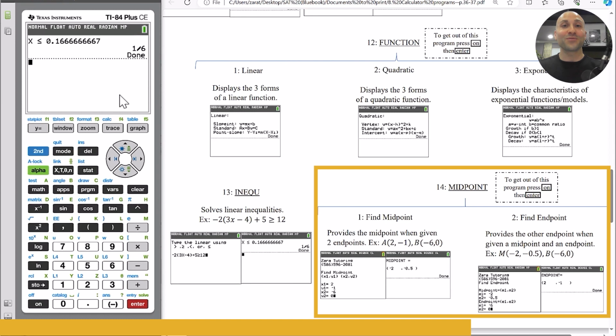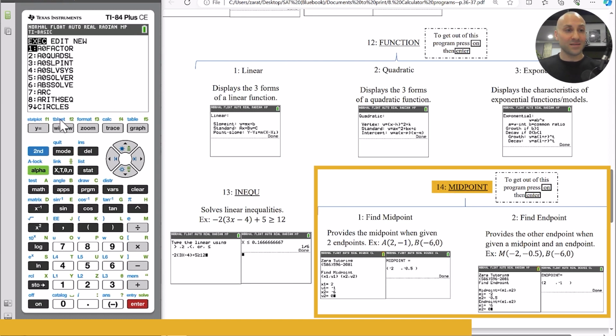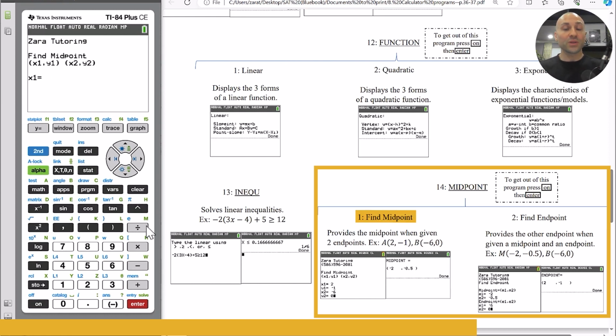On to program number 14. So midpoint is another one of those that has multiple features to it. So let's press alpha, we'll get right to the m's by pressing divide, press enter, and then when we go into it, it depends on what we're looking for. If we're trying to find the midpoint, we'll choose that first option. So if we know the two endpoints, you just input them really in either order, doesn't make a difference. So I'll put this ordered pair first if I want, and now I'm gonna put this other ordered pair, and it gives us the midpoint.